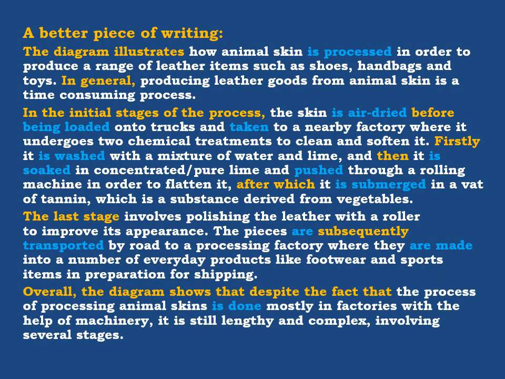Now the conclusion. Overall, again, here the phrase, the diagram shows that despite the fact that, see the phrases he is using here? The diagram shows that despite the fact that the process of processing animal skin is done mostly in factories with the help of machinery, it is still lengthy and complex, involving several stages. So again, this is a general idea. He's not talking about one specific step. Okay.